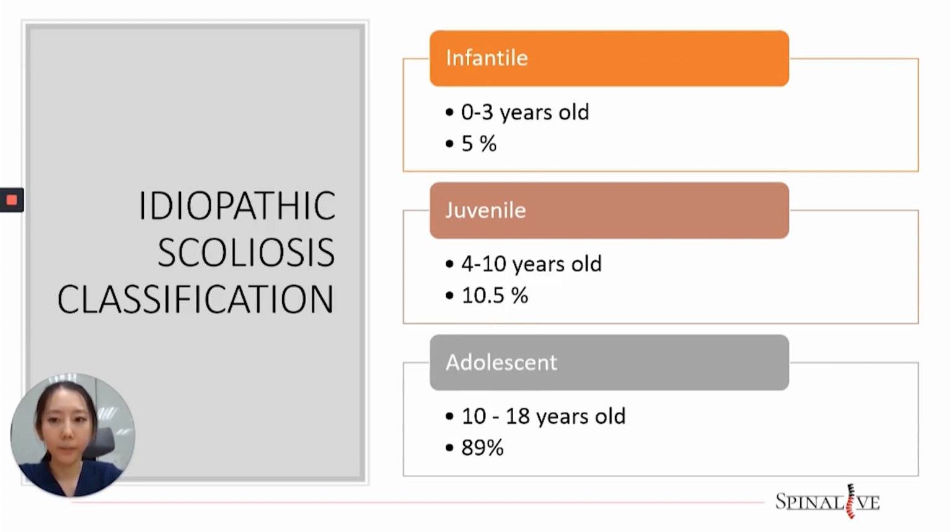Okay, so usually in the clinic, what I will see most of the time would be adolescent idiopathic scoliosis, and it is really important to take good care and to manage this group of patients properly. If left untreated, or treated with an improper treatment plan, the prognosis will be really poor.